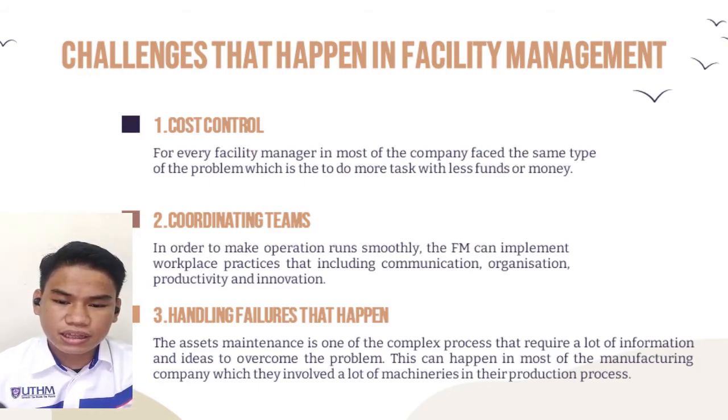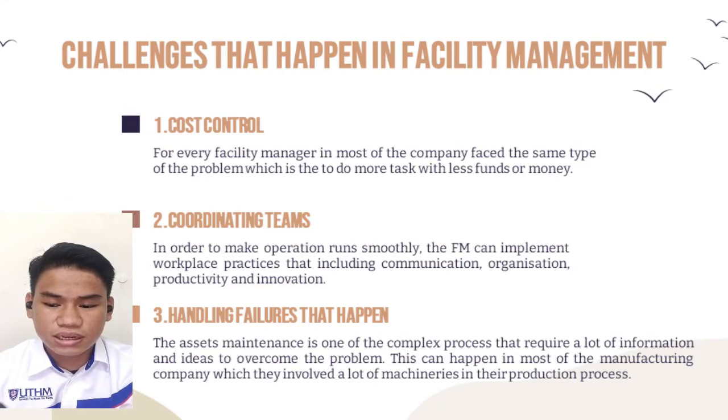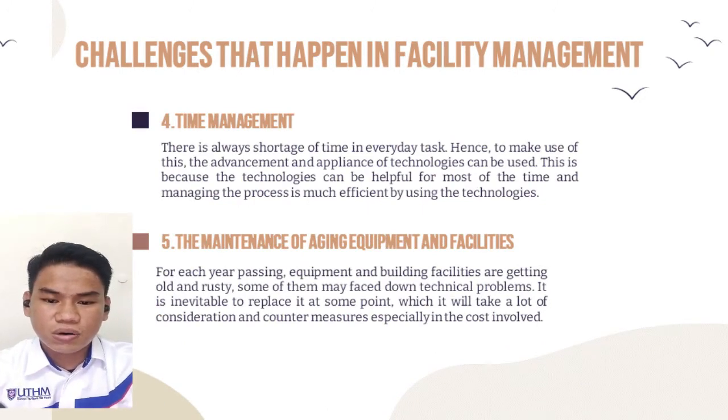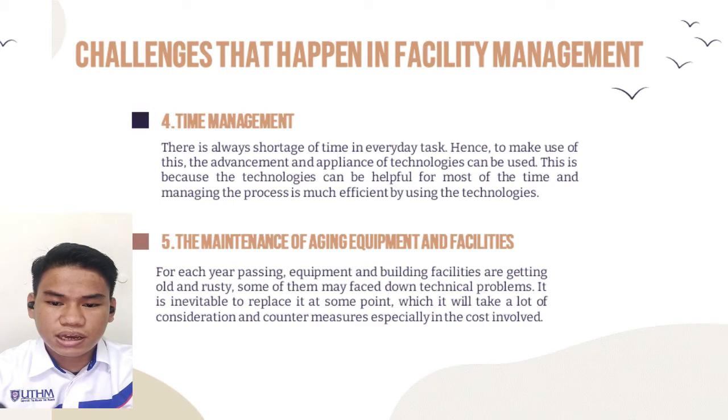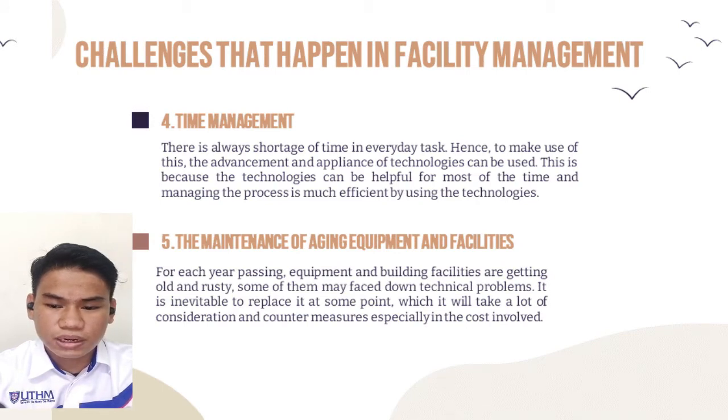Third is handling failure that happens. Asset management is one of the complex processes that requires a lot of information and ideas to overcome the problem. This can happen in most manufacturing companies which involve a lot of machinery in the production process. And fourth is time management. There is always a shortage of time in everyday tasks. Hence, the investment in and application of technologies can be used. This is because technologies can be helpful most of the time and managing the process is much more efficient by using technologies.